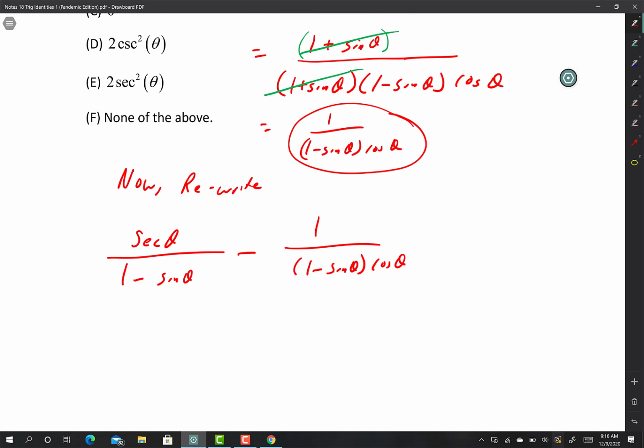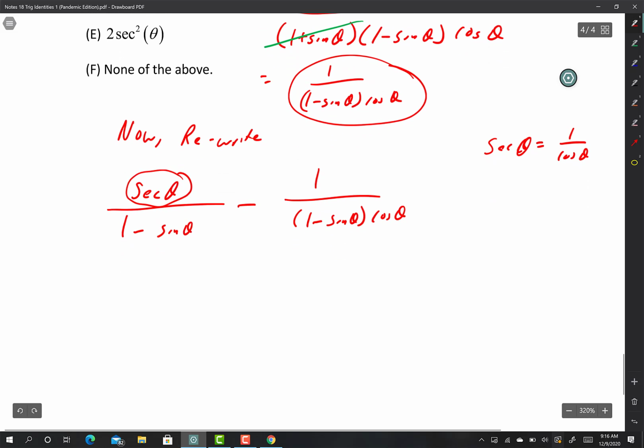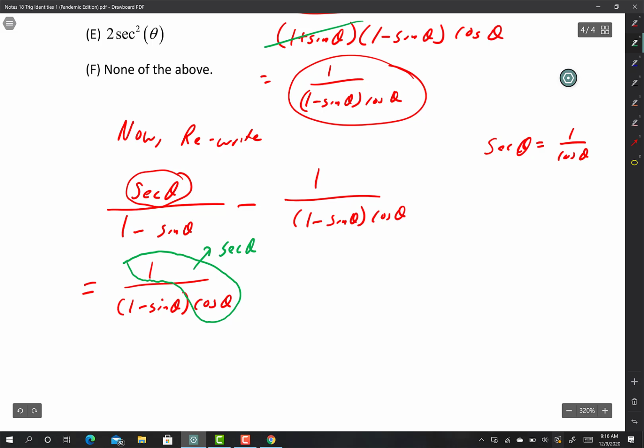But notice you have a secant theta right here. Secant theta is nothing more than 1 over cosine theta. It's the reciprocal of cosine. So if I rewrite again, actually no equal sign because it's a brand new one. Now it's equal sign. If I rewrite again, I can rewrite this as 1 over 1 minus sine theta cosine theta. This right here, that right there, that is secant theta, guys. And that I'm subtracting 1 over 1 minus sine theta cosine theta.